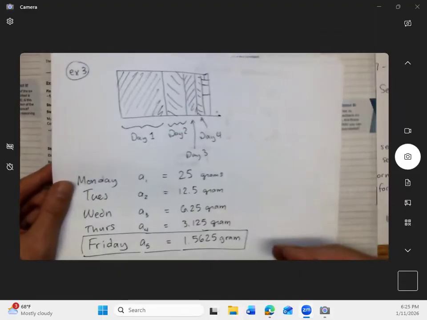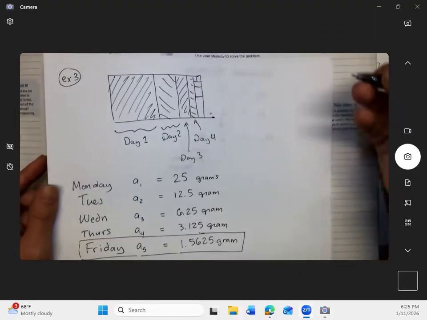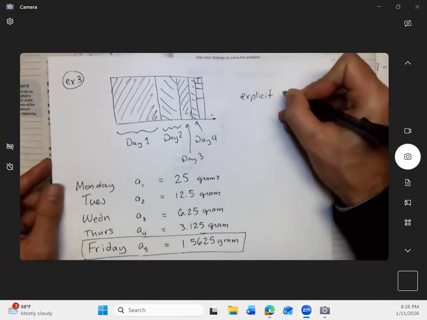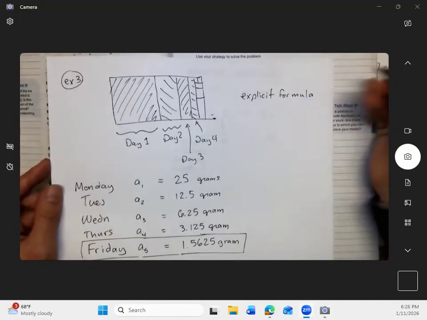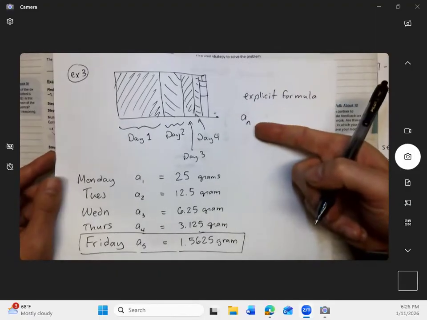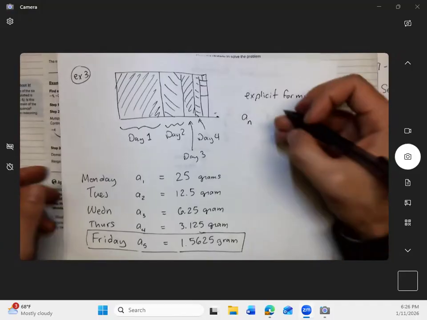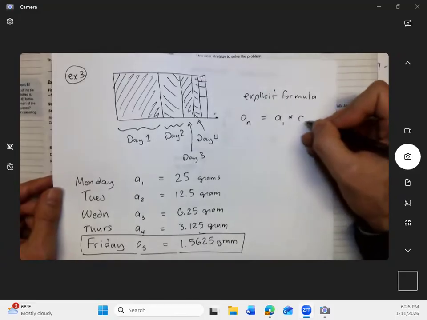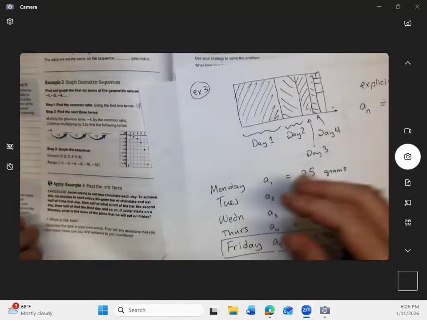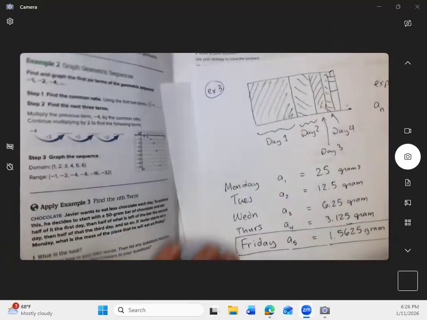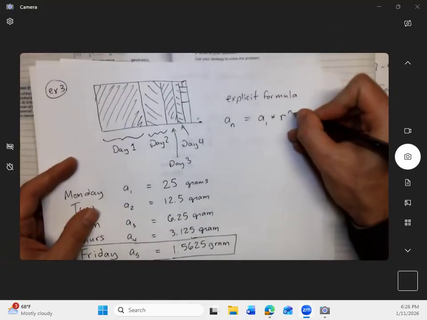Now we just did it by hand, step by step. But could you come up with a formula for this? Let's do an explicit formula. I can say that the amount of chocolate he eats on the nth day, of course we're targeting day number 5, but let's say the nth day in general, is equal to whatever he ate on the first day times the common ratio to the power of n minus 1.